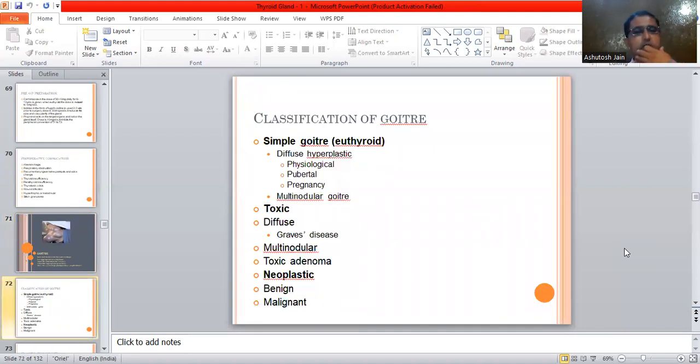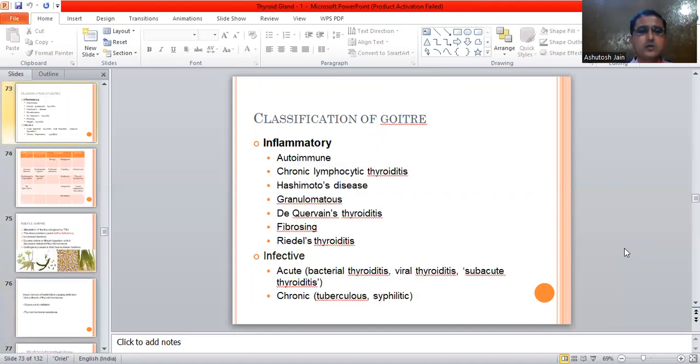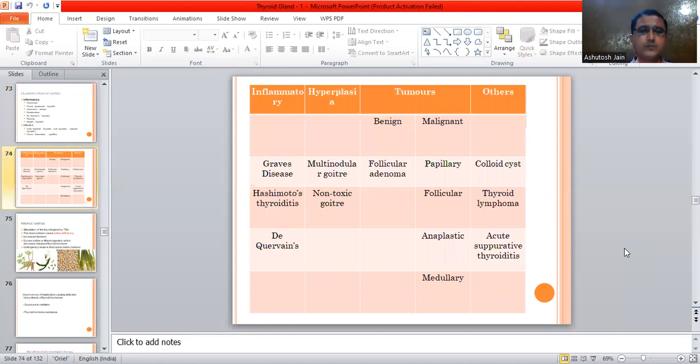Classification of goiter: simple goiter, euthyroid, physiological, pubertal; toxic, diffuse, multinodular, and neoplastic. Inflammatory, autoimmune, chronic, Hashimoto's, De Quervain's thyroiditis, Riedel's thyroiditis. These are some of the classifications.